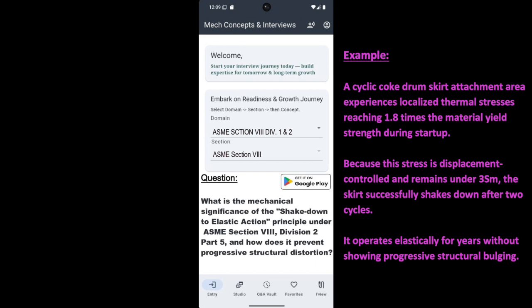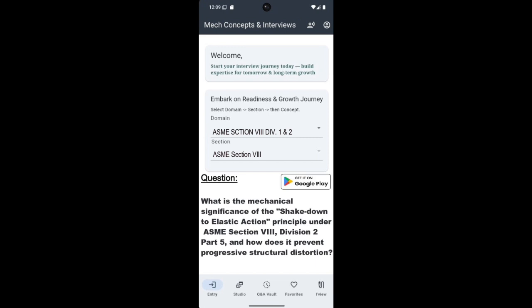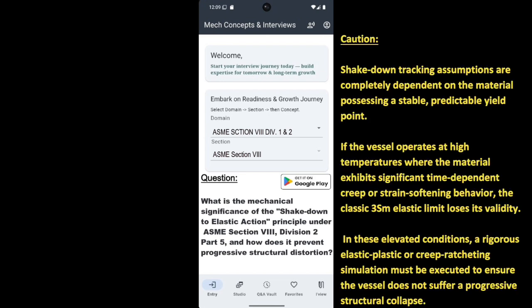Are there environmental constraints where this shakedown principle collapses completely, rendering your 3 Sm math dangerously obsolete? Yes, and this is a critical constraint. Shakedown tracking assumptions are completely dependent on the material possessing a stable, predictable yield point. And when do we lose that stability? If the vessel operates in the creep regime, at exceedingly high temperatures where the steel exhibits time-dependent creep or strain-softening behavior, the metal behaves more like slow-moving taffy under load.